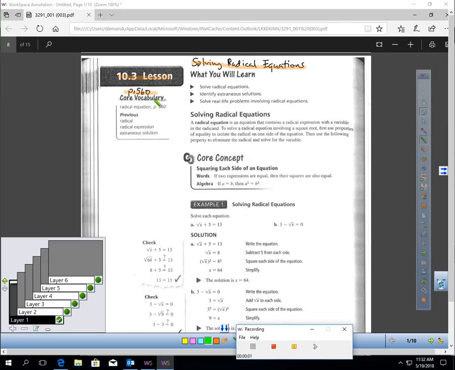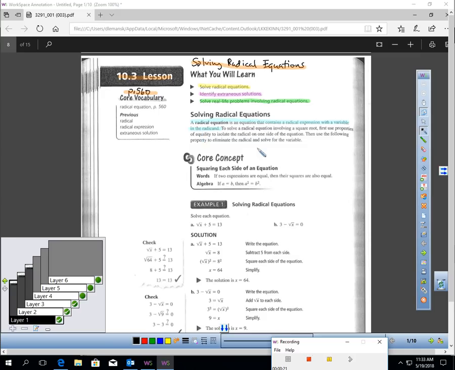Lesson 10.3, page 560, Solving Radical Equations. In this lesson, you will learn how to solve a radical equation, how to identify extraneous solutions from radical equations, and how to solve a real-life problem involving a radical equation.